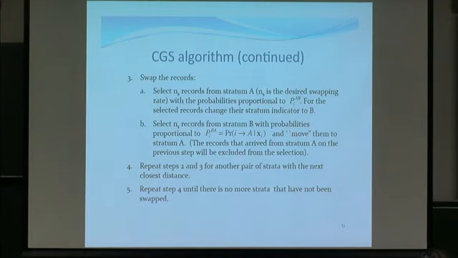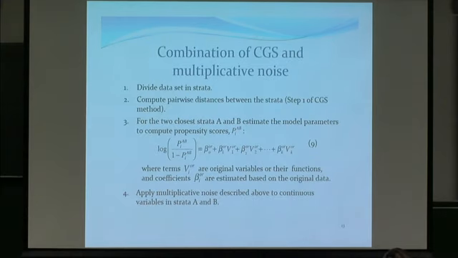And we're going to do this for another pair of strata until there are no more strata left which have not been swapped. Okay? So we're trying again to minimize the impact of swapping by taking into account the values of other variables. And how can we combine swapping and noise, at least that variant of noise and this variant of swapping? So again, this can be applicable for the stratified data.